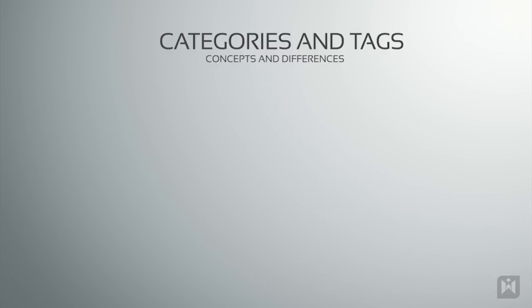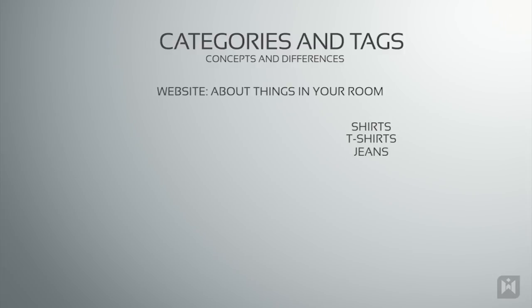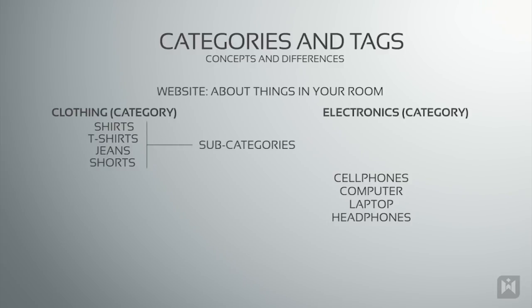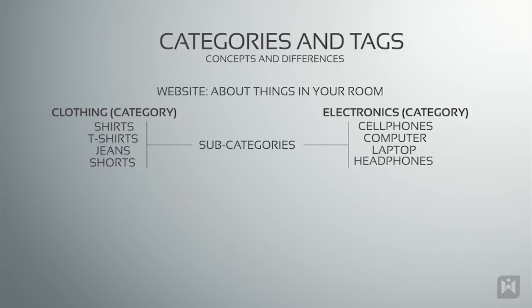To further illustrate this, if you are building a website about the contents of your room, we first need to come up with broad, generic groupings for things in your room. You can create categories for shirts, t-shirts, jeans, shorts, cell phones, computer, laptop, headphones. However, it gets messy very quickly. A better way would be to create a category called clothing and group shirts, t-shirts, jeans, and shorts under that category. Create a category called electronics and group mobile, computer, laptop, and headphones under that category.